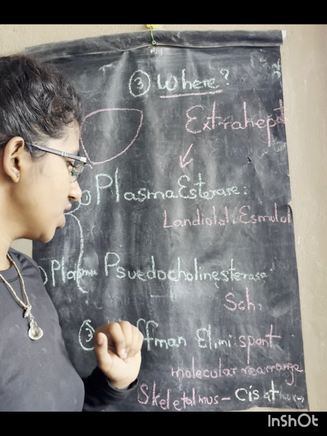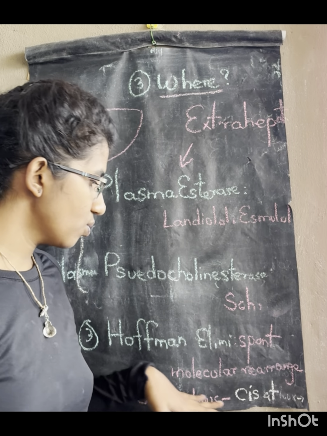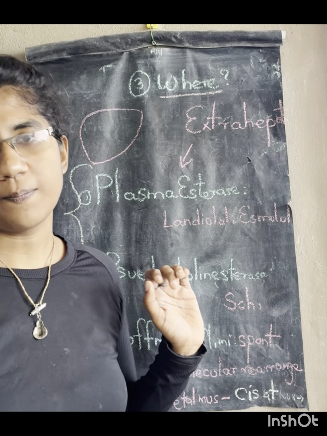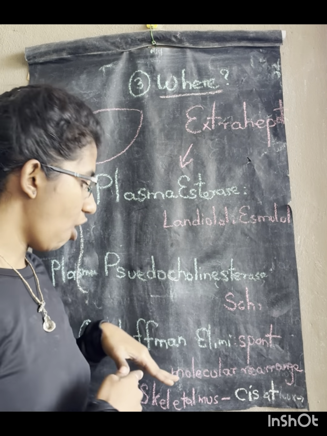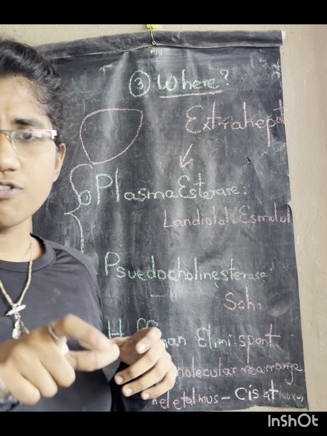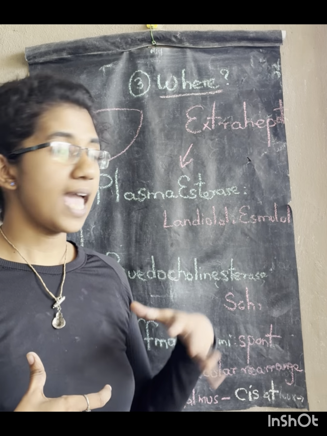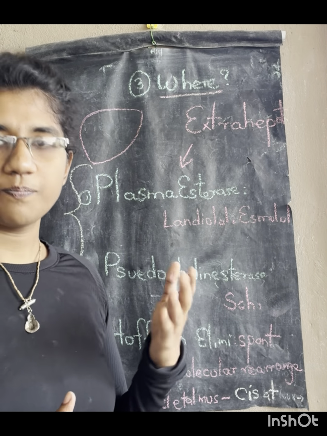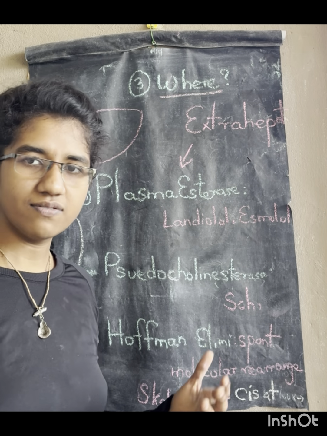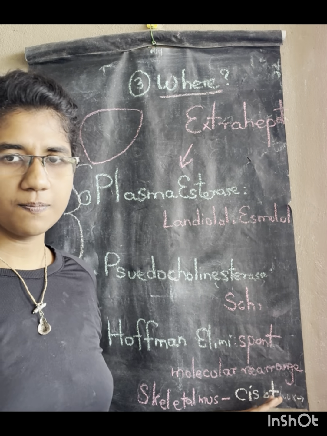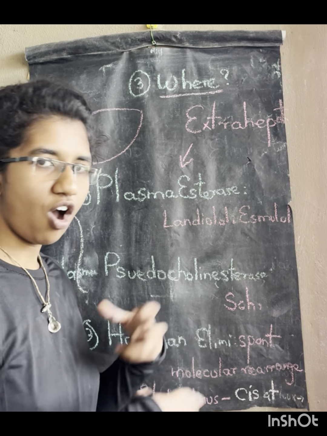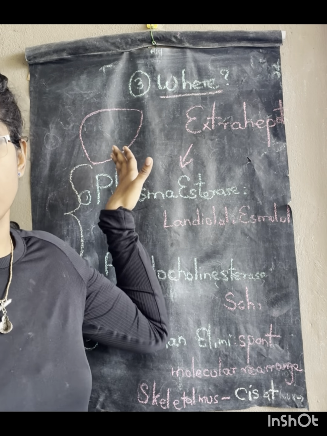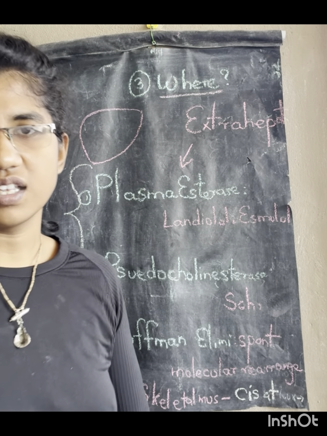And why Hoffman elimination is important to know is that certain skeletal muscle relaxants, such as cisatracurium and atracurium, undergo Hoffman elimination. So in patients who have hepatic failure, that is liver failure, the safest skeletal muscle relaxant we can give is cisatracurium, because it is metabolized by Hoffman elimination, by molecular rearrangement. It doesn't require the liver. So that is the purpose of knowing these.